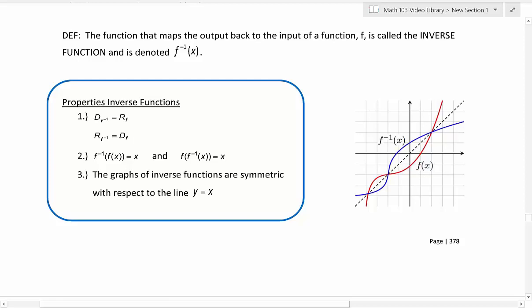Our second property is that if you perform function composition with a function and its inverse, you'll always be left with x. Since function composition is not commutative, we have to look at that function composition both ways. F composed with f inverse and f inverse composed with f. They're both going to give us just x.